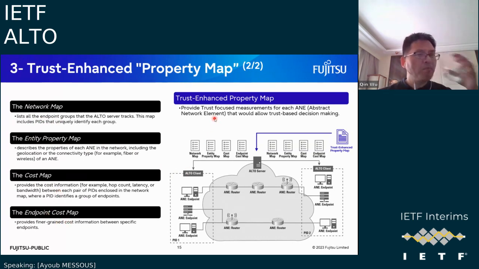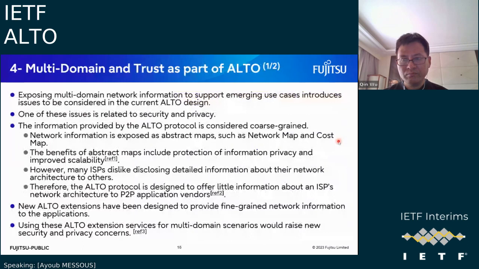Basically, we are suggesting to maybe introduce a new one, focused this time on a trust enhanced property map, where we try to provide trust-focused measurement for each entity that would allow trust-based decision making. And if you can see the structure, this is how we can imagine such an entity. Further discussion would be needed, and this would align with some of the ideas that will be brought later on by Lewis in his presentation. We do need some more discussion in order to evaluate the potential use cases for such an idea.